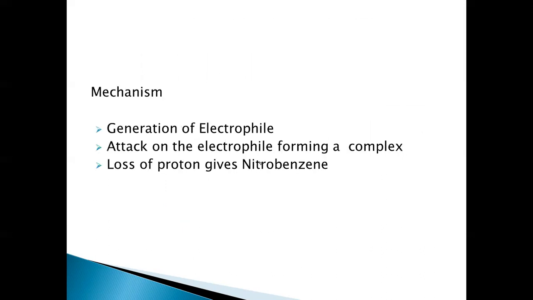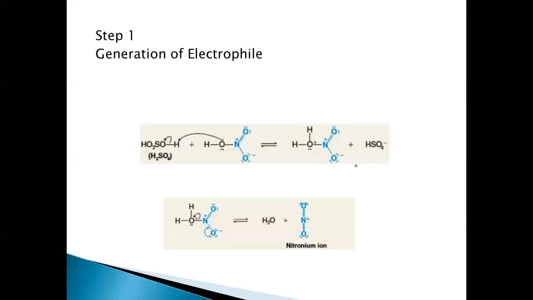So when we look at the mechanism of this nitration reaction, it occurs in 3 steps. First is the generation of an electrophile. Second is the attack on the electrophile forming the sigma complex. And third is the loss of a proton from this sigma complex, giving you the final product, nitrobenzene. First one is the generation of an electrophile.